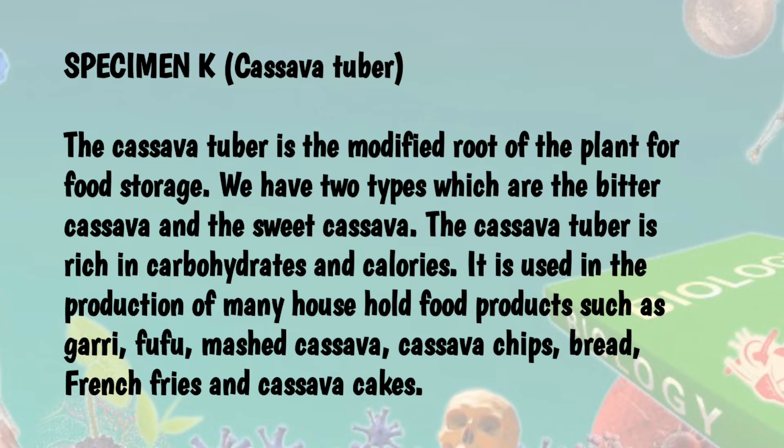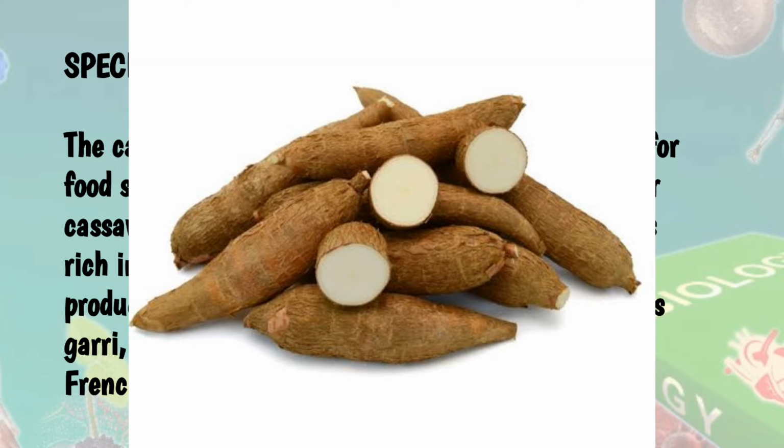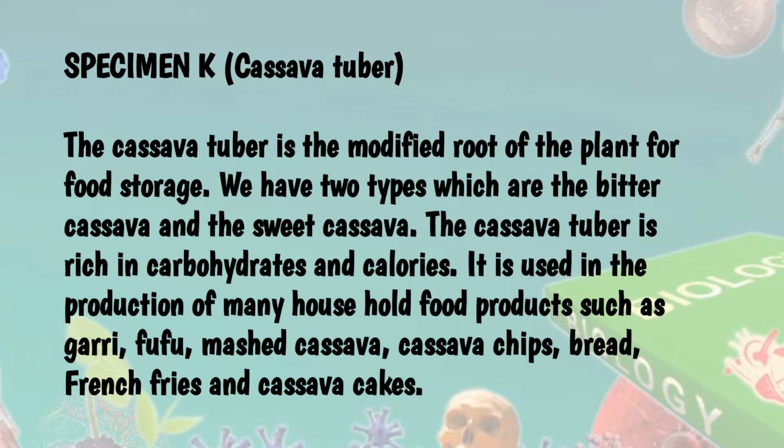So we move to specimen K, which happens to be the cassava tuber. Now, a tuber is a modified root of a plant for food storage. Just like we have the yam tuber, the root stores food for that plant. So the cassava tuber is a modified root of the cassava plant for food storage. And we have types of cassava tubers, or cassava as a whole, which are the sweet and the bitter cassava.